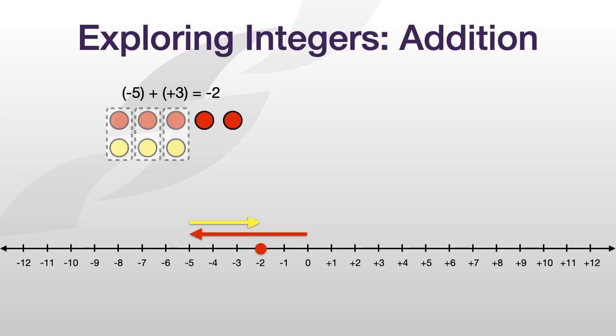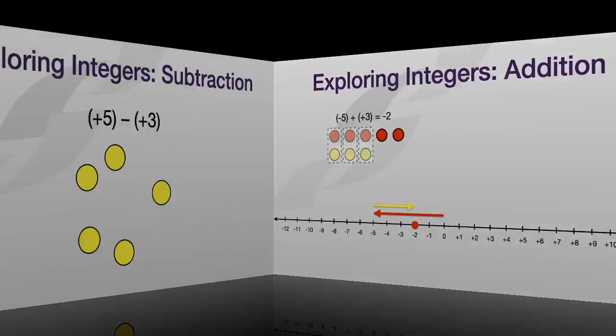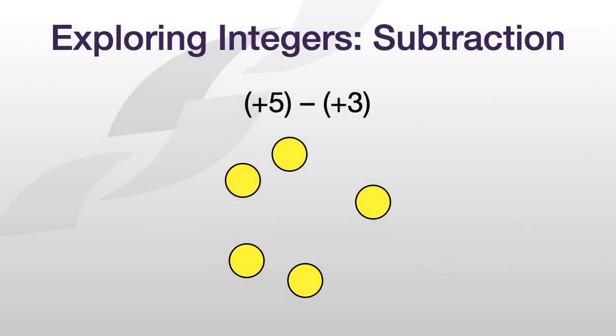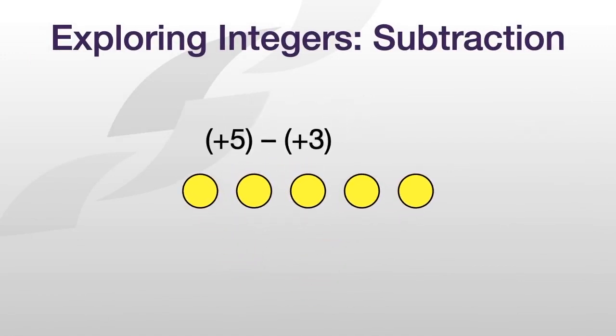Let's try our hand at subtraction. We'll start with what we know, subtracting positive integers. One way to think about subtracting is as removing or taking away. Subtracting positive 3 from positive 5 can be modeled by removing 3 from 5 yellow counters. I'll use arrows to show taking away. This leaves 2 yellow counters, or positive 2.